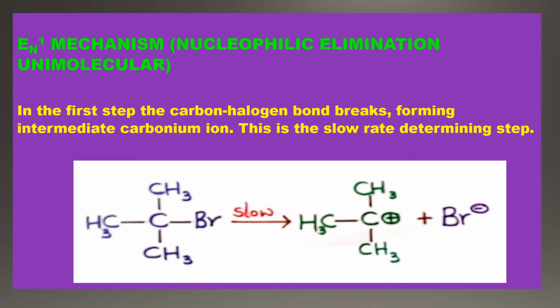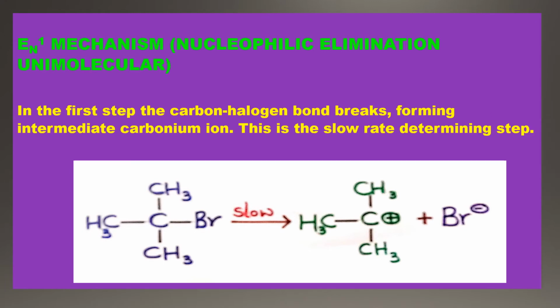In the first step, what happens? The carbon halogen bond breaks, forming intermediate carbonium ion, and this is the slow step, which you know is the rate determining step. Okay, so look at the reaction given below. CH3, CH3, CH3, Br. Okay, what is this? Tertiary butyl bromide. Okay, so what is happening, students? In the first step, carbonium ion is being formed. How is it formed? As the carbon halogen bond breaks up, the carbonium ion is being formed.